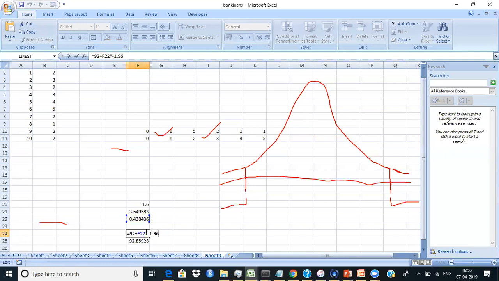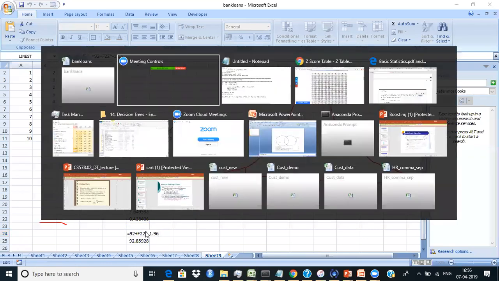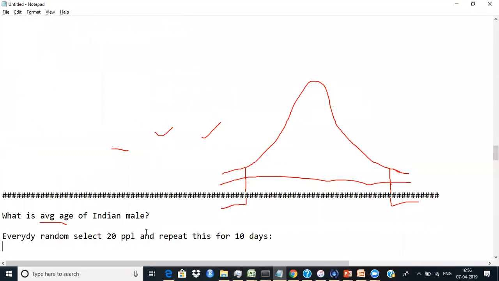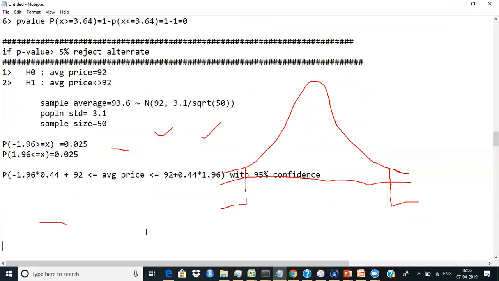What Python will do is it will ask you what test you want to do. You mention the test, and Python will throw out a p-value. Now, based on the p-value, you decide whether to reject the alternate or not. Make sense? So that's why only one line is important here: if the p-value is greater than 5%, reject the alternate. This is the only thing that you need to remember.